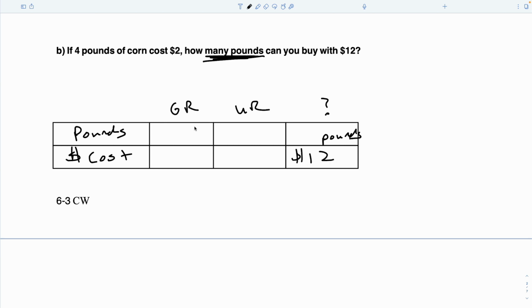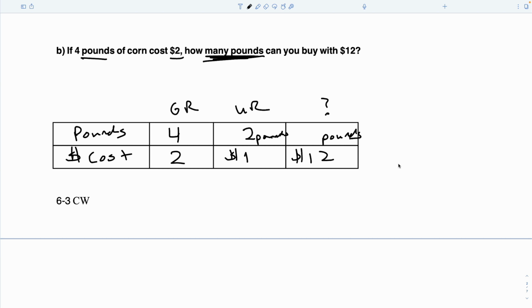Let's get the given rate. Jackson, what would go on top for the given rate? 4 or 2? Match the unit with the unit. Is it pounds on top or cost on top? Pounds. So would it be 4 or 2? Good. 4 pounds over $2. Find the unit rate for me. Paige, what's the unit rate? So it's 2 pounds for $1. 2 pounds for $1. Pretty good.